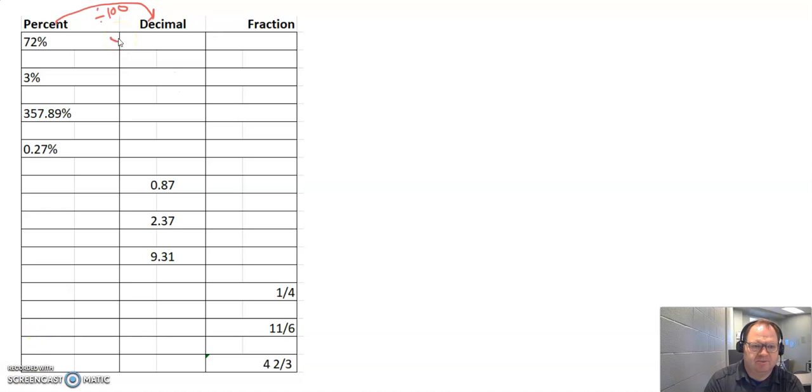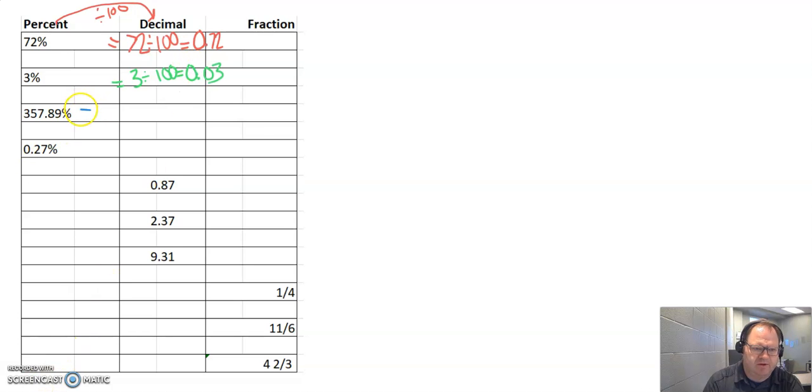So to go to a decimal, it's just 72 divided by 100, which equals 0.72. The 3% looks a little bit different, but the fact of the matter is that the rules stay the same. It's just 3 divided by 100, which gives you decimal 0.03.